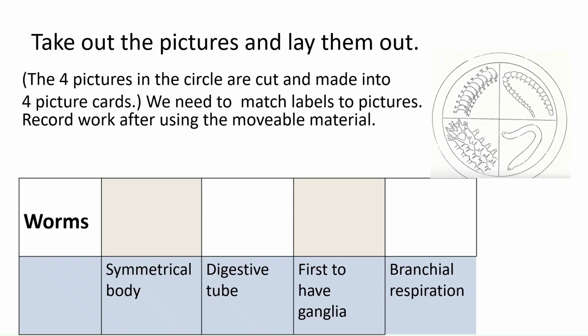So here you can see how it will be once we lay it out. You can see the worms and there will be a picture of a worm. The symmetrical body, so you will find the picture of the worm with a symmetrical body and keep it next to or above that. Next comes the digestive tube and then you have the ganglia and the branchial respiration. So the 4 pictures have to be matched to these labels.